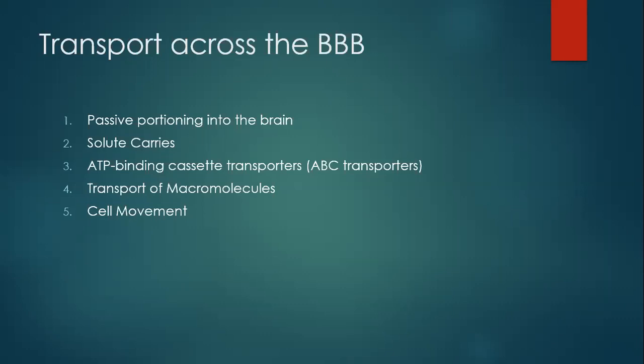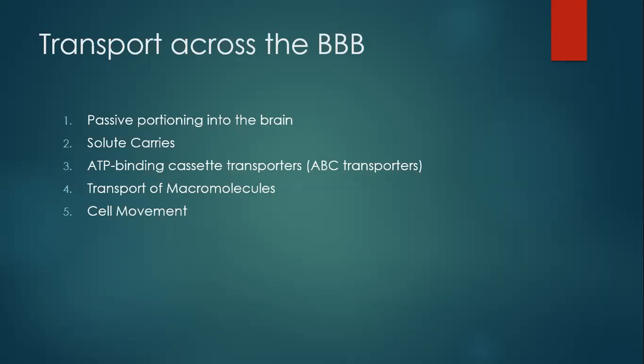Another way that something is able to transport across the blood-brain barrier is through solute carriers. So solute carriers, or transporters, as they are also called, supply the central nervous system with polar nutrients like glucose and amino acids that are needed within the body.